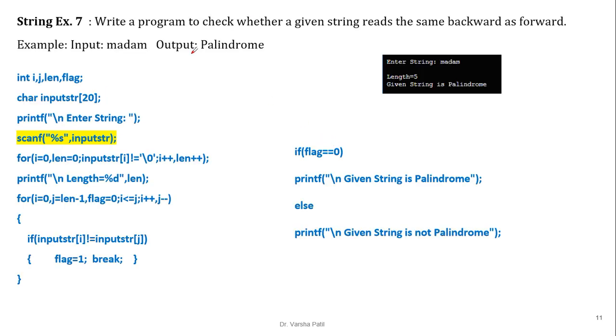Now the next program is: write a program to check whether a given string reads the same backward as forward, that is called a palindrome. We have already covered this type of program in various ways, in nested for loop as well as in array, so I am not going to explain the logic again and again. Here you require to accept the string. Now see, the string is MADAM. So what do you require?